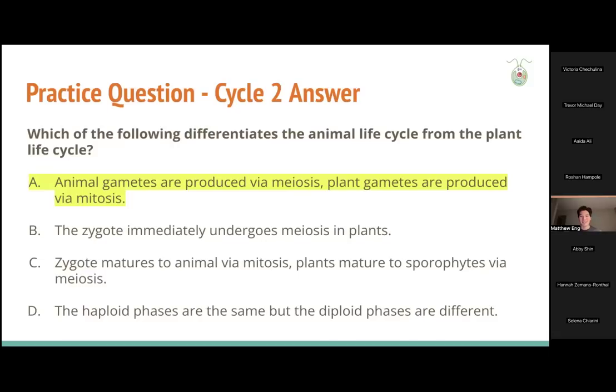Animal and plant haploid and diploid phases are different. While the diploid phases may seem similar, the haploid phases are much, much different. The plants have that gametophyte, that mature haploid organism. The animal life cycle only has those gametes that come together. So no, D would be incorrect.